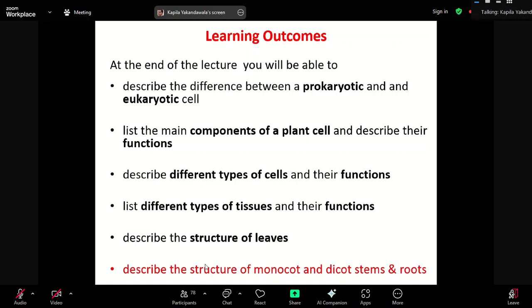So this, of course, if you are interested, you can read the book, but I am not going to ask this section during the exam. Structure of monocot and dicot stems and root: this part I'm not going to ask in the exam. So for the exam, you can skip it. But if you like, you can read it.